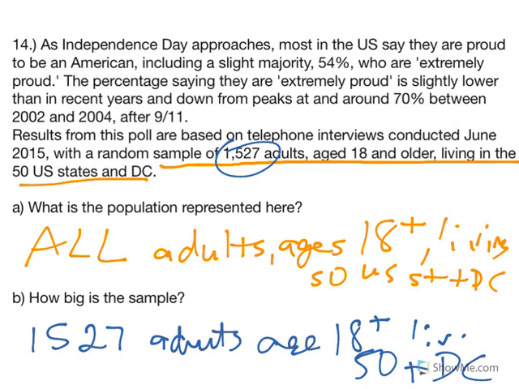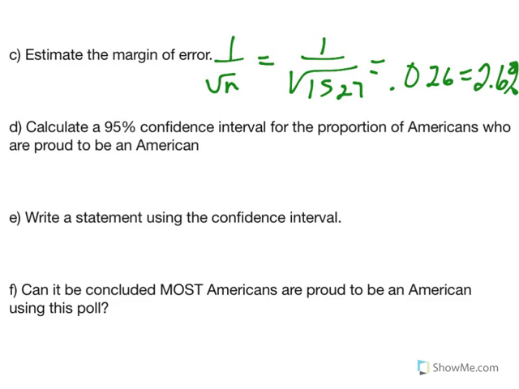So what about the confidence interval? Well, if you go back to the problem, you see that most of the U.S. say they are proud to be an American, including a slight majority, 54%, who say they are extremely proud. That doesn't really answer this question, because it just says proud. It doesn't say extremely proud. But that's what they give us, so we're going to use 54% because that's what we have.